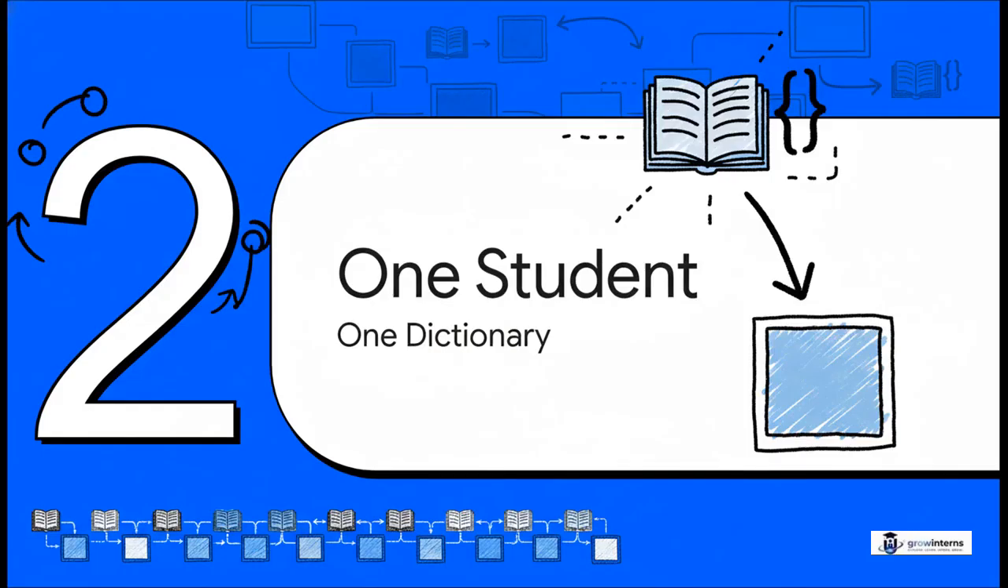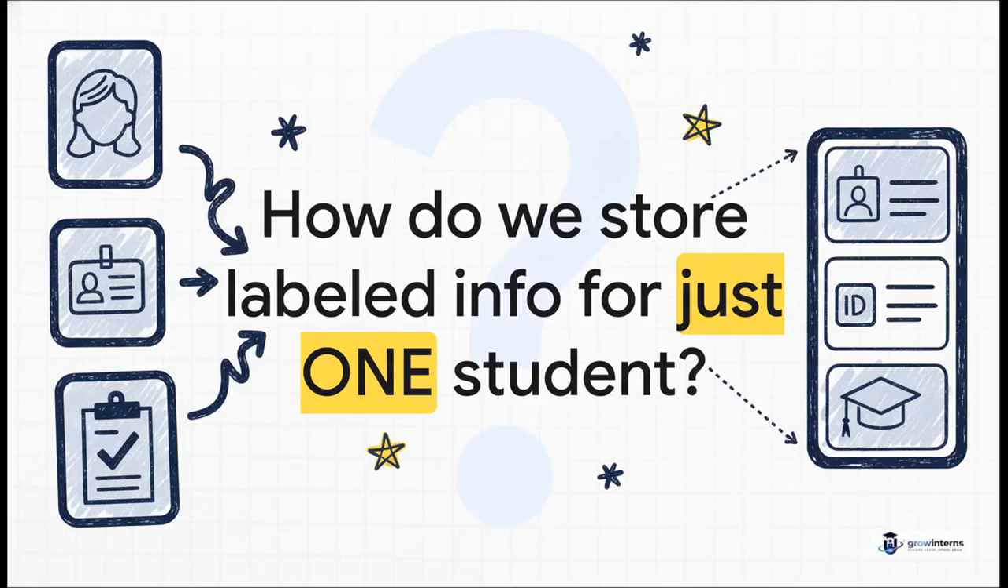Now, before we try and tackle the entire class, let's zoom way in. Let's just start with the smallest possible piece of our system, the data for just one student. If we can get this part right, scaling it up is going to be so much easier. So here's our first real puzzle to solve. How do we group a student's name, their ID, and their grade together? We can't just have Alex, 123, and B floating around loosely in our code, right? That would be a mess.